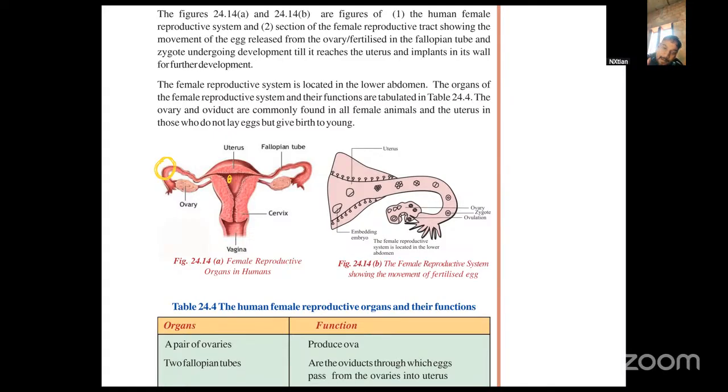Implantation happens when it becomes a blastocyst, and the blastocyst is the 16 cell stage. We will learn this when it is a blastocyst at the 16 cell stage. So if fertilization happens here, then the 16 cell stage will not be there, but it will implant. So the baby will maybe be weak.